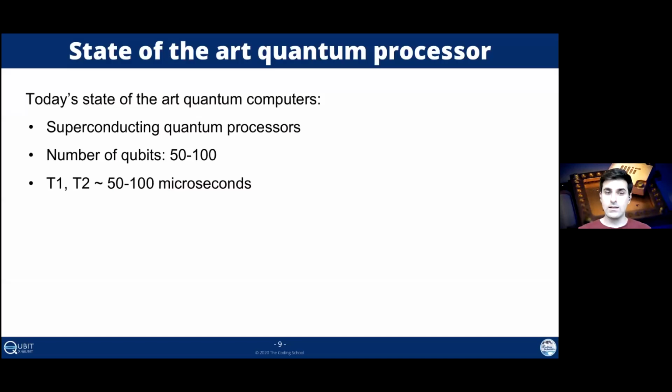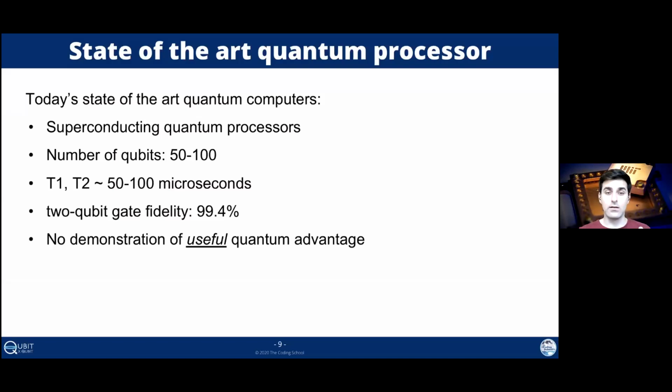Our T1s and T2s are somewhere between 50 to 100 microseconds, so there is a time limit for how long we can run our circuit. And our 2-qubit gate fidelities are about 99.4%. So that really limits how many gates we can apply, how many 2-qubit gates we can apply before our circuit loses its accuracy and its fidelity.